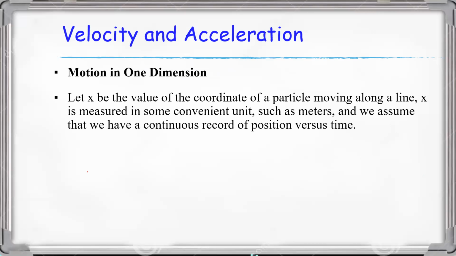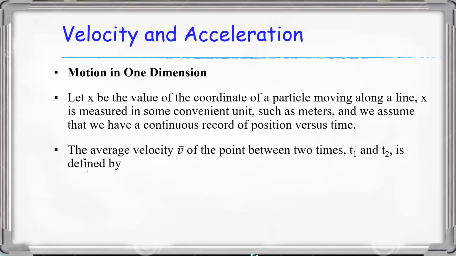And here we consider the motion of a particle. So we continuously observe the positions of the particle at every time. We record the motion of that particle continuously. That is, we have a continuous record of position versus time. Then what will be the average velocity? We have data of that particle with time and position.